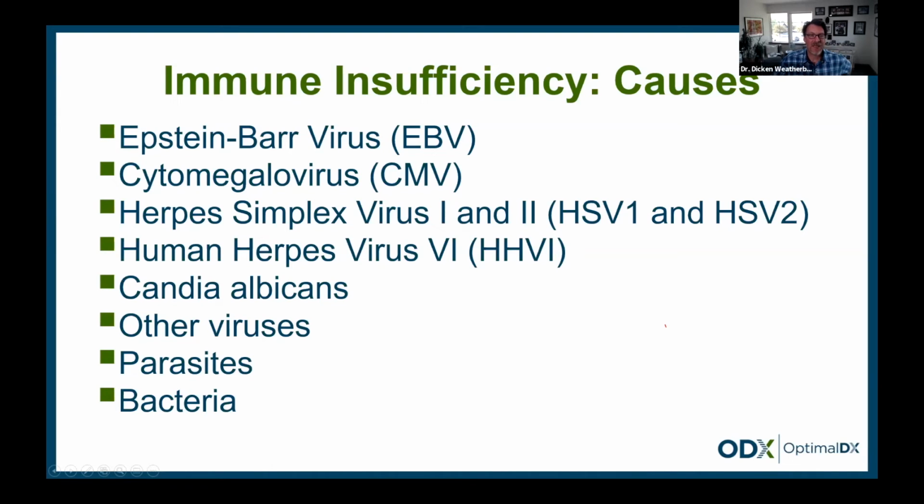What ends up happening is the immune system requires the body to be in a fairly acute state of homeostatic balance.